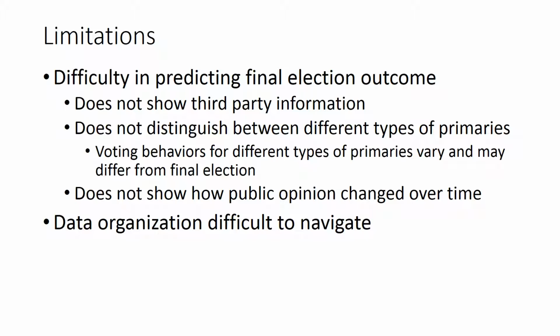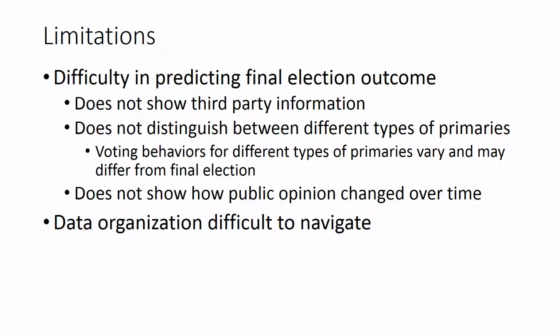These data include information from open, closed, and blanket primaries from all counties in the United States. Voters may vote differently in different types of primaries. For example, an independent voter can vote in an open election but not a closed election. We don't know what types of primaries each county held.